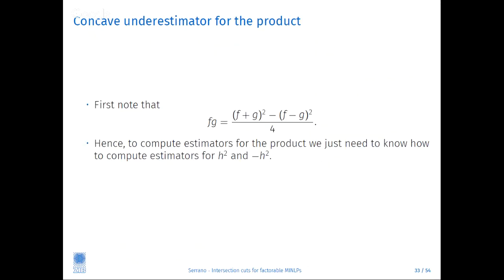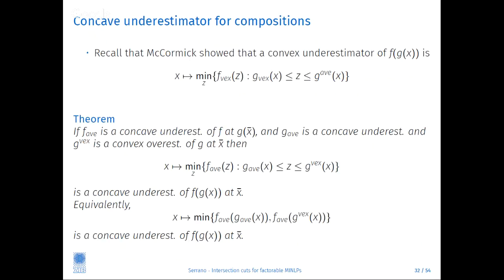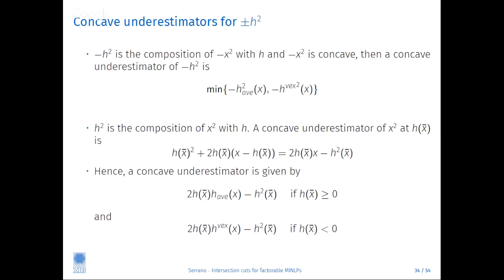And for the product, one uses the identity that I showed before. Now this is a sum, so we know the underestimator for a sum. We know for the difference it was the same. So it reduces to computing the underestimator for the square, right? But the square is a composition, so we can use this result here to do that. So, how one underestimates plus and minus the square.